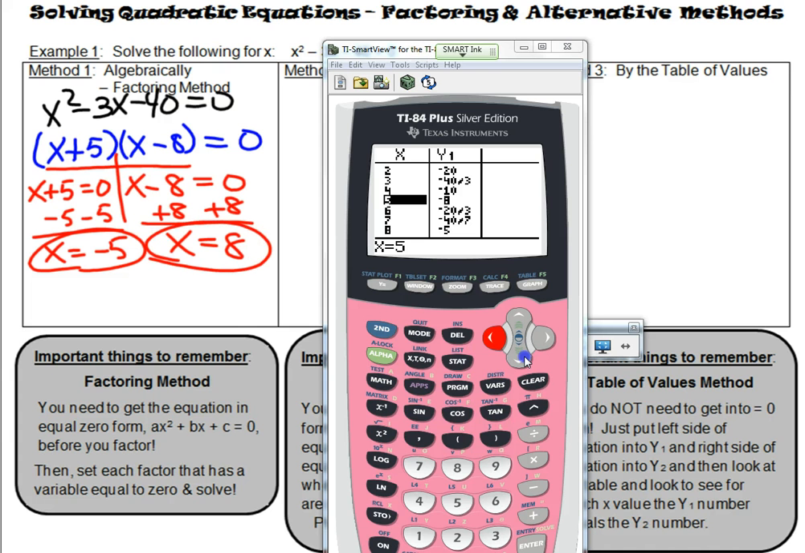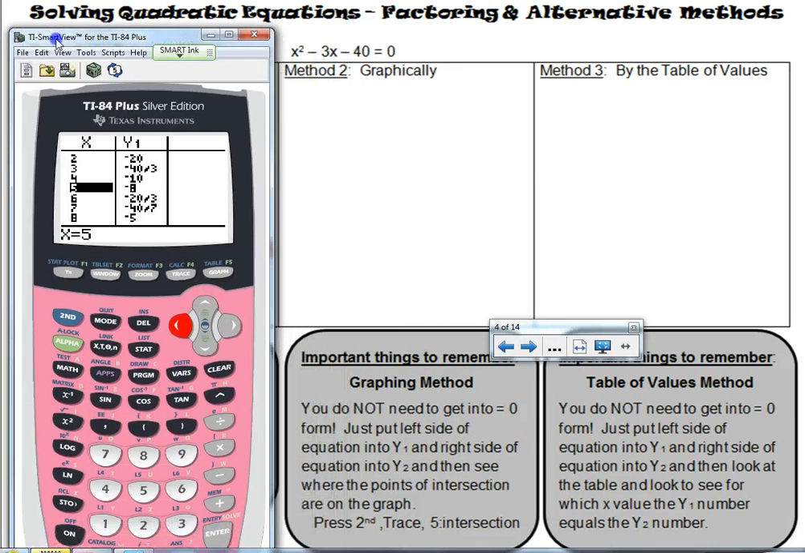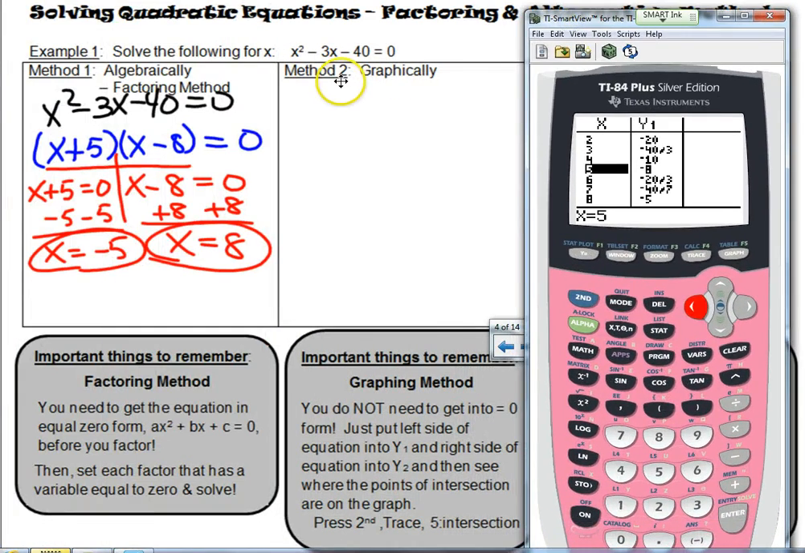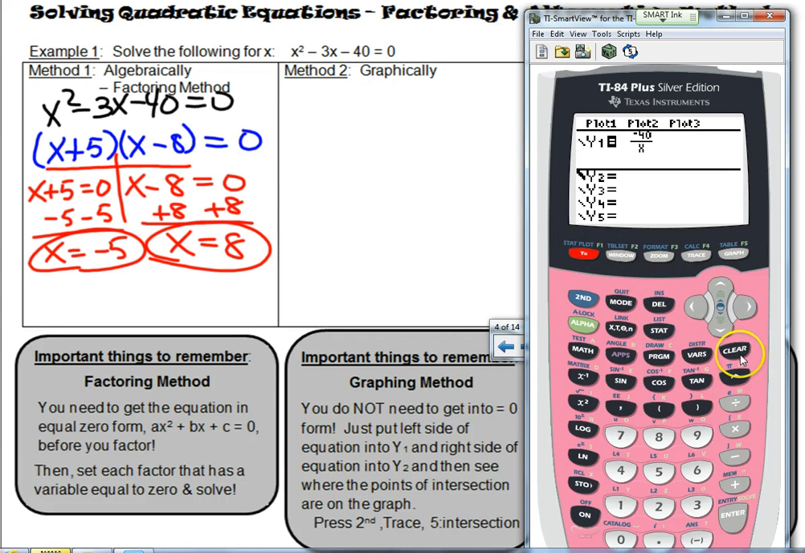Okay, now doing the alternative approach, because I always want you guys to be able to connect the math and also have backups. So the alternative approach is when you want to do graph or table, you're going to go to your y equals. You put the left side of the equation in graph 1 and the right side of the equation in graph 2. And you make no changes before you do this. You just do it the way it's written.